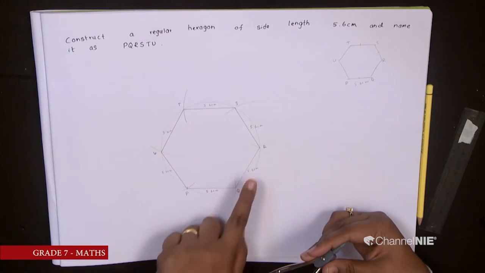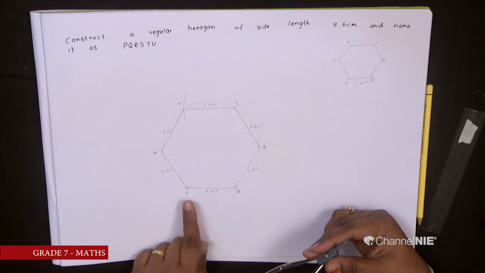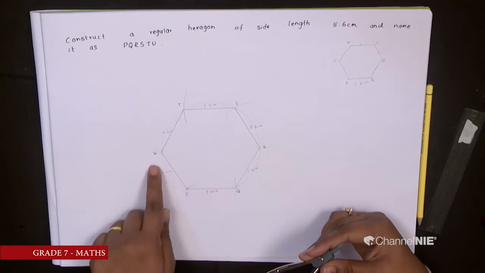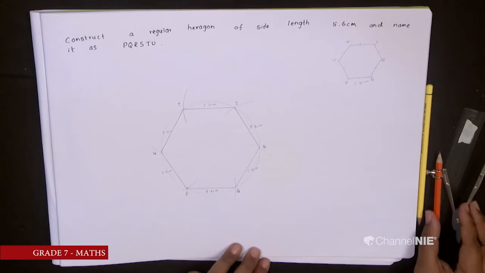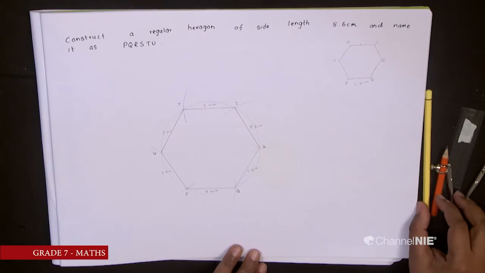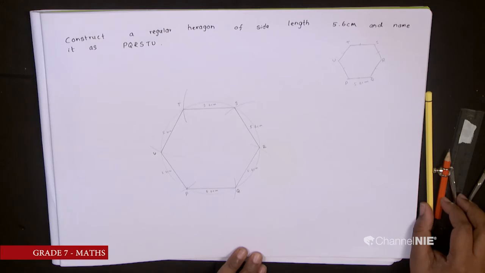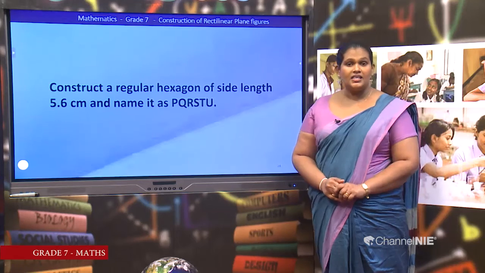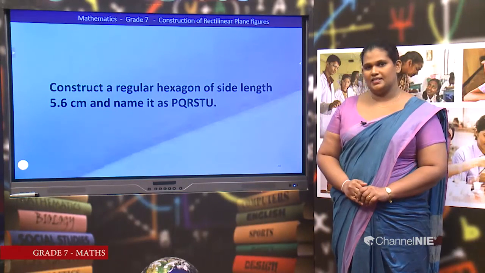Then I have joined the points, marked the length of each side and then named the vertices of the regular hexagon. Now, this is how to construct a regular hexagon using a circle. So, we have completely constructed the regular hexagon PQRSTU of side length 5.6 centimeters. That is how to construct a regular hexagon using a circle.